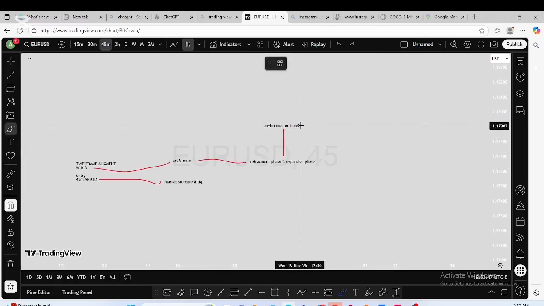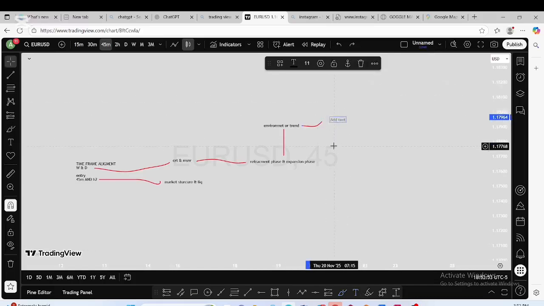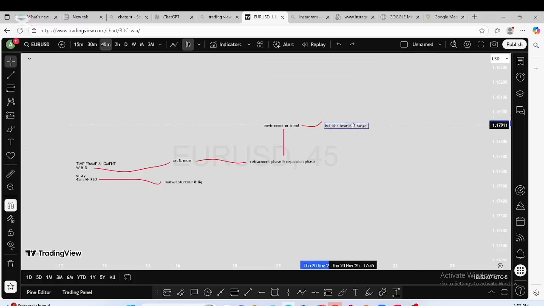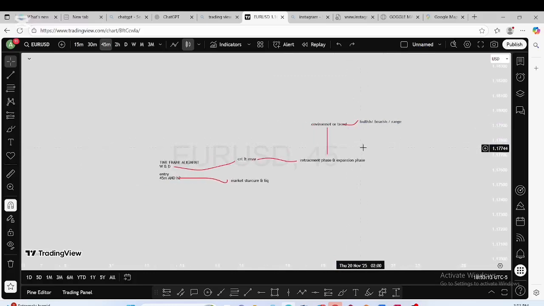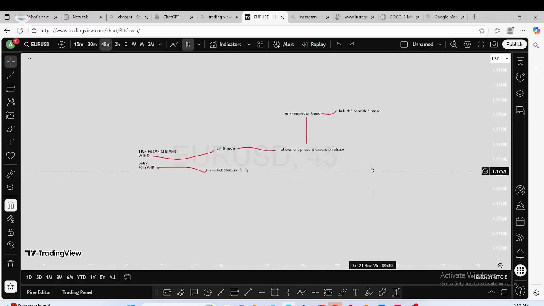And these environments are in three phases. We have bullish, we have bearish, and we have range. You need to understand the environment you are in. Am I in a bullish environment? Am I in a bearish environment? Am I in a ranging environment? Environment and trend, they are the same thing. So anyone you find easy to you.